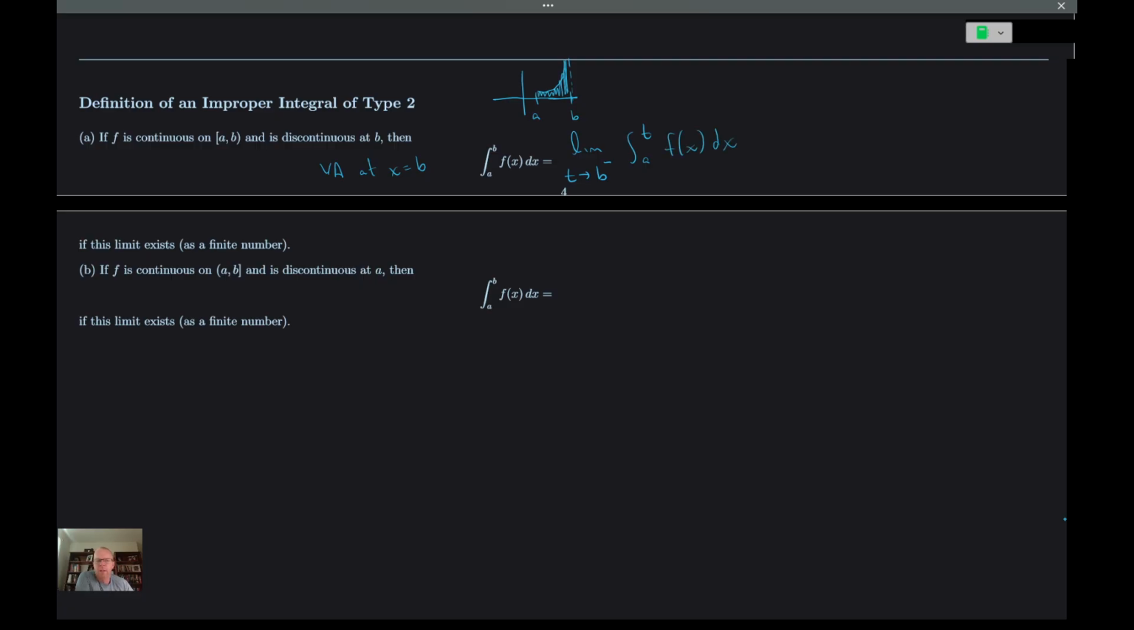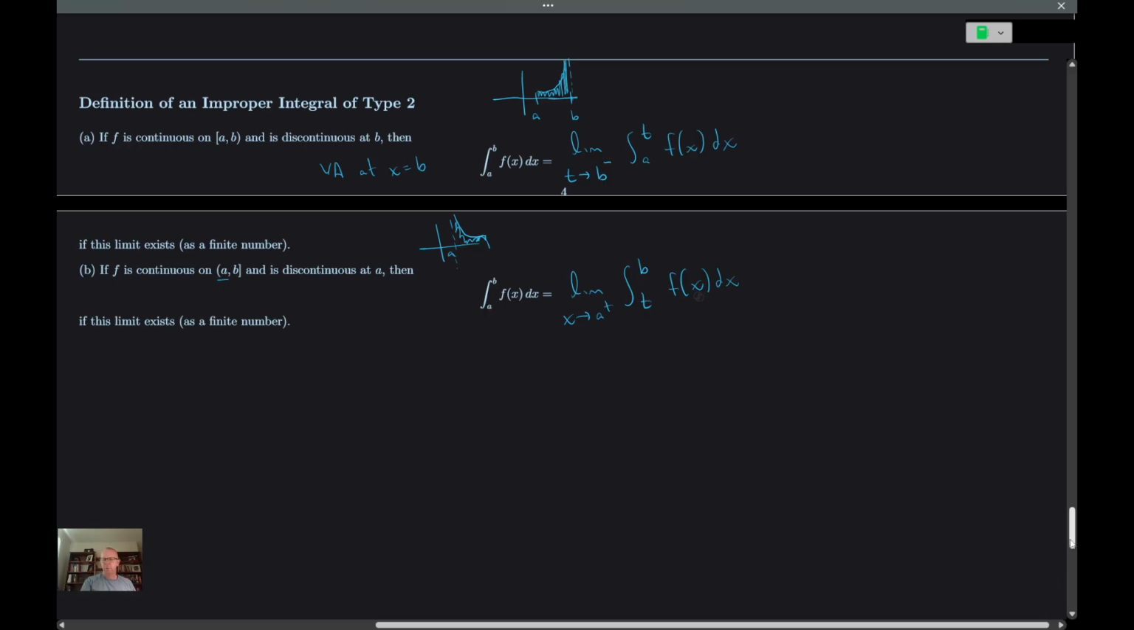So very similar to the other type that we're looking at, just now instead of the infinity going out horizontally, we're going vertically. And then if f is continuous and is discontinuous at a this time, then now this is going to be the other side of this picture. So we have the vertical asymptote at a, and now it's going to look something like this. So now we have the right side limit. So x is approaching a from the right. Integral from t to b, f of x dx.